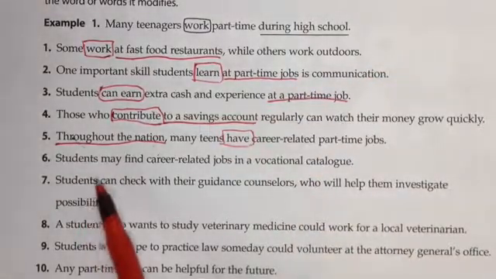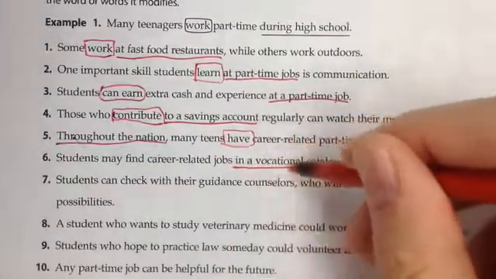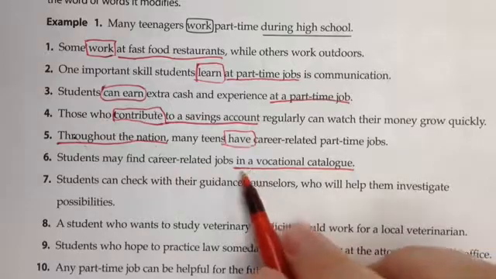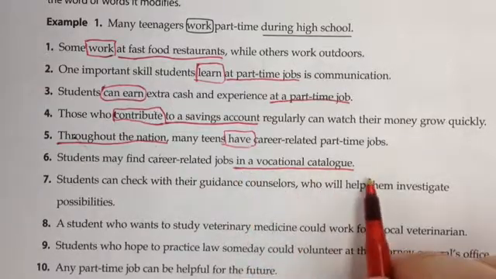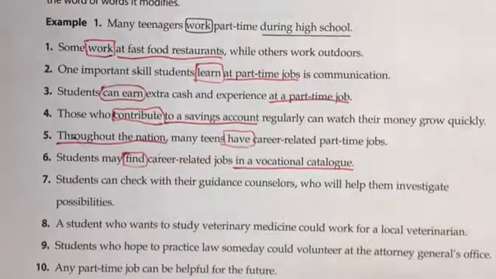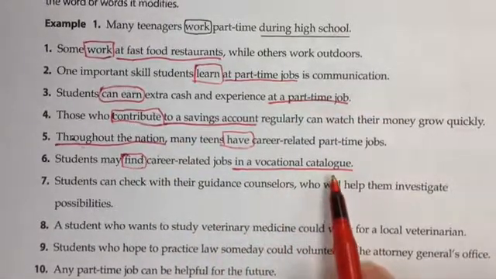Number 6, students may find career-related jobs in a vocational catalog. So in a vocational catalog, this is our preposition, here's our object of that preposition, and this tells us where they can find. Where can they find career-related jobs? In a vocational catalog, so it tells us where.